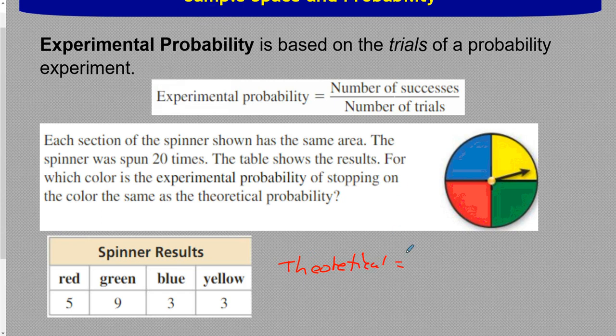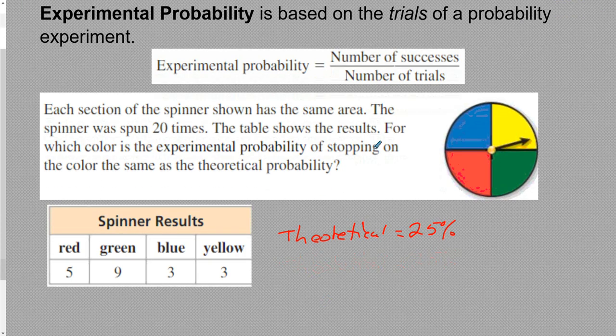Theoretical should be 25%, right? Because there's 4 zones we could land in. We'll assume these lines are infinitely small, so you can't land between zones. So if we did 20 spins, how many times would you think we should land in each zone? Well, 20 times 0.25 would be 5 times. So in this case, red has the same experimental and theoretical probability.